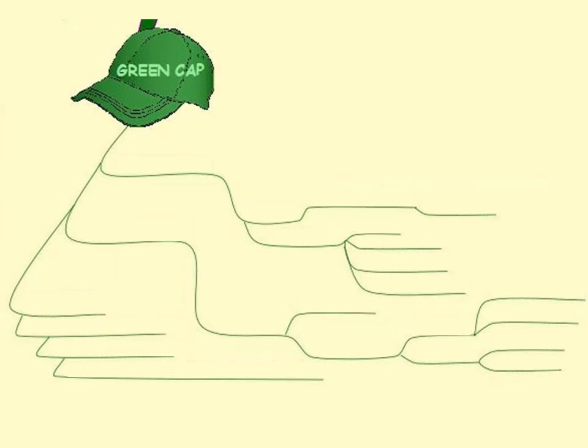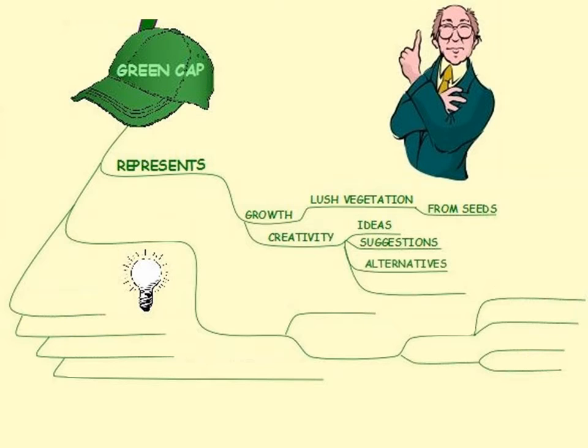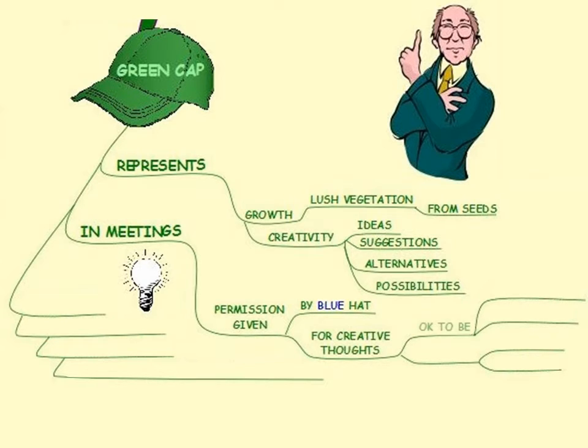So moving on to look at the green cap. The green cap represents growth. You think of green, you think of lush vegetation grown from seeds, and that's what the green cap represents. So therefore it's about creativity and about ideas, about suggestions, alternatives and possibilities. In meetings, permission is therefore given by the blue hat for creative thoughts, and it's okay to be non-rational and maybe even a bit off the wall, without people judging.